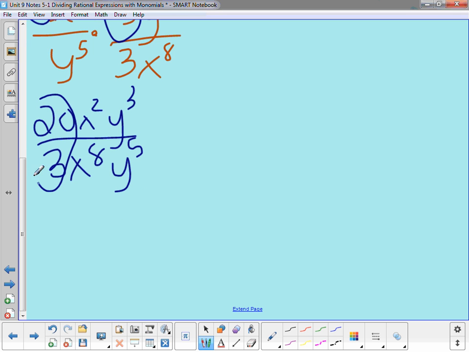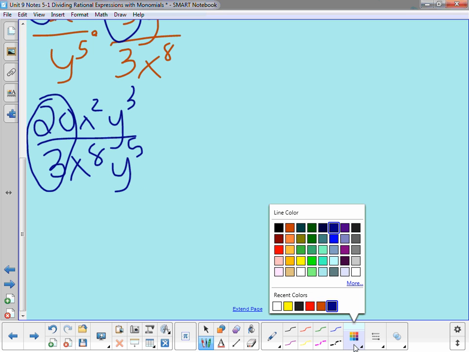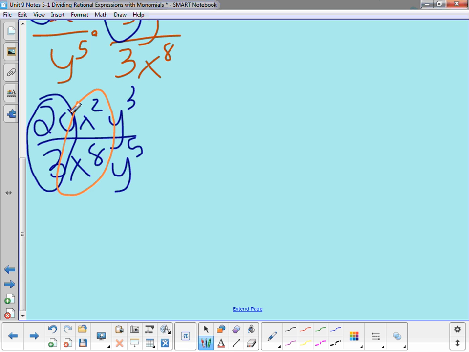Okay, so this 20 thirds can't be reduced anymore. Next, we have x squared over x to the 8th. So I'm going to keep 20 thirds the same. Now, 2 minus 8, well, that's going to give us negative 6. We want to put x to the 6th on the bottom because that's where our original most amount of x's were. Y to the third divided by y to the 5th. Oops, that should be an x.